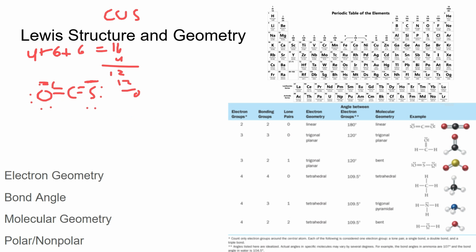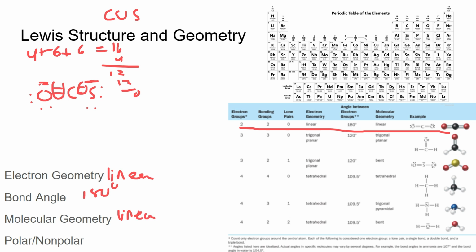So it has 2 bonds, so it looks like we have this one. So the electron geometry would be linear. The bond angle would be 180. The molecular geometry would also be linear. And because we have 2 separate ones, it would be polar.